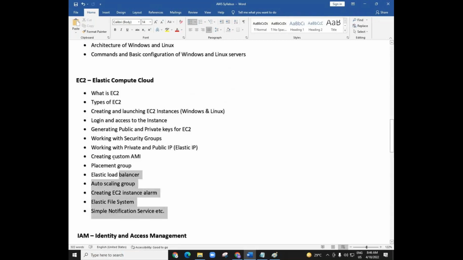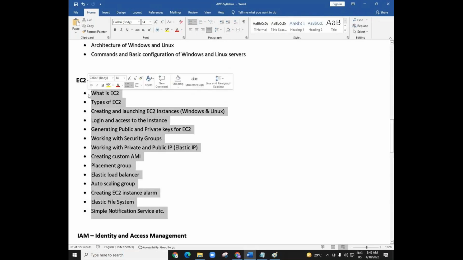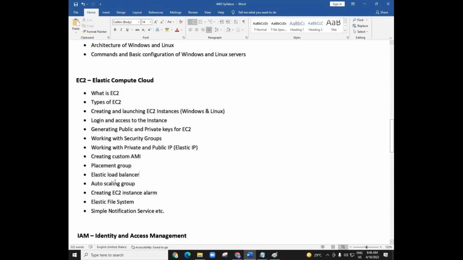These are some of the topics I have written. Maybe I need to add a couple more topics here. For example, if I go through elastic load balancer and auto scaling, it may take one class for us to complete this. Creating and launching EC2 instances may take like 2 classes. Then I have to show you how to host a website. I will create a website and host it.